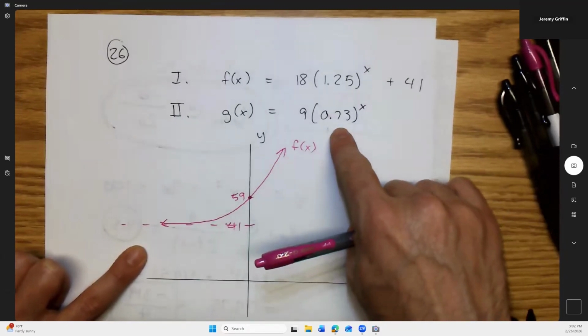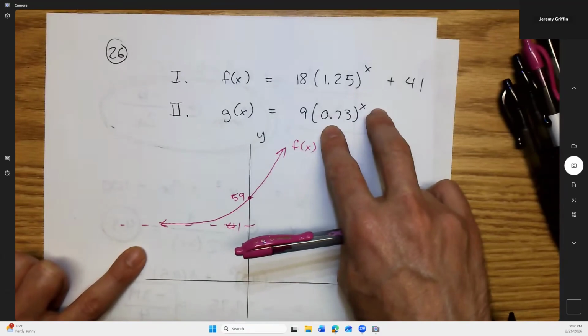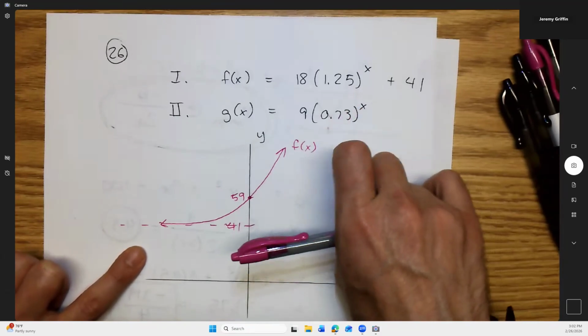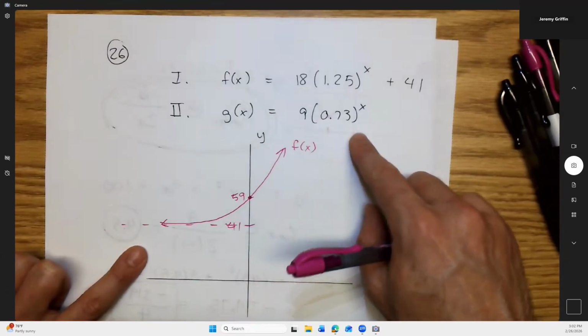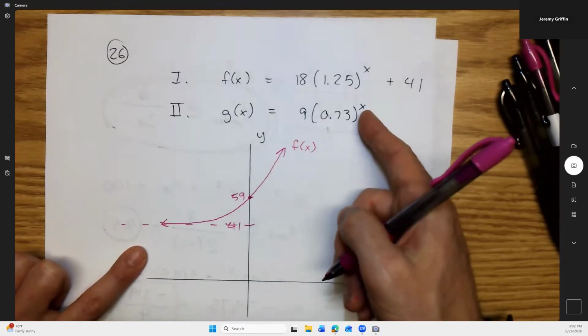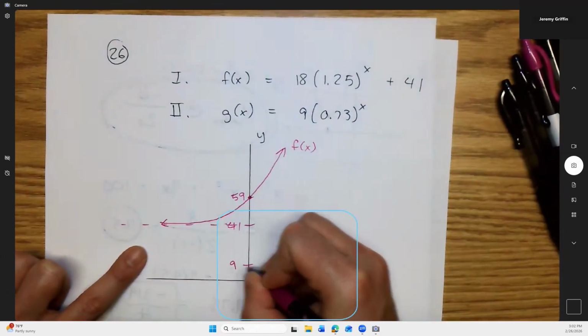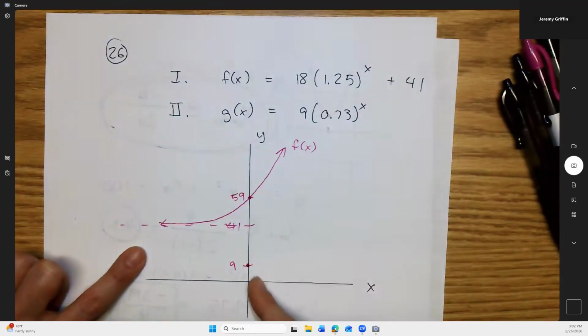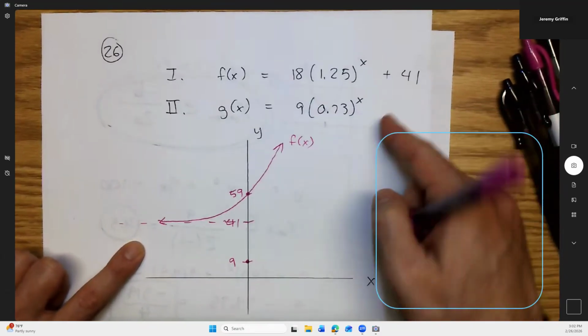How about this g of x? Well, is this also an exponential equation? Yes. Here, let's chase down the y-intercept. Guys, who can tell me what's the y-intercept? 9? Because if you plug in 0, 0.73 to the 0 is 1, times 9 is 9. Yeah, now that's maybe way down here. So we got this value 9. And what if you plug in 1,000 for x?